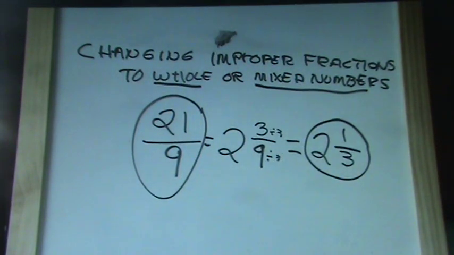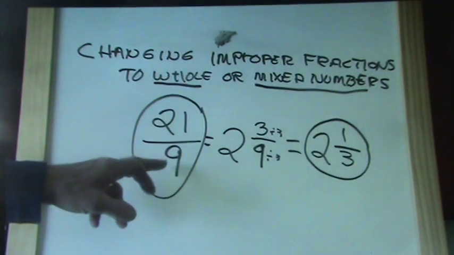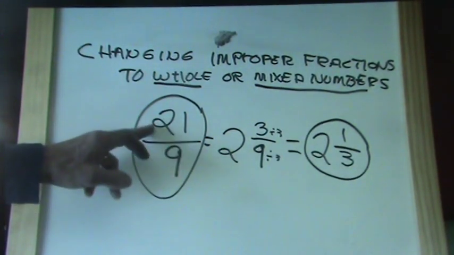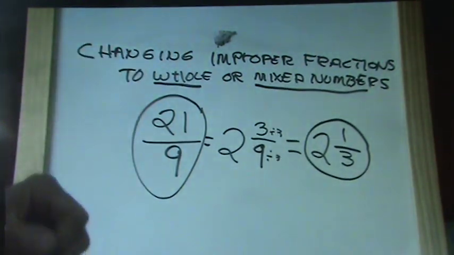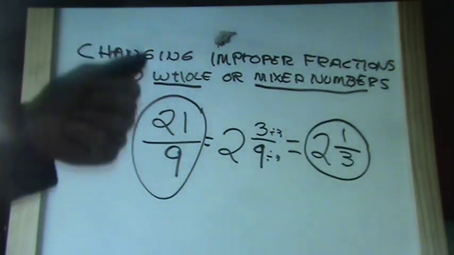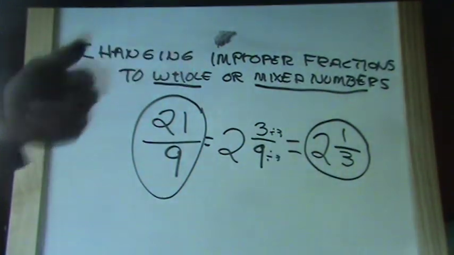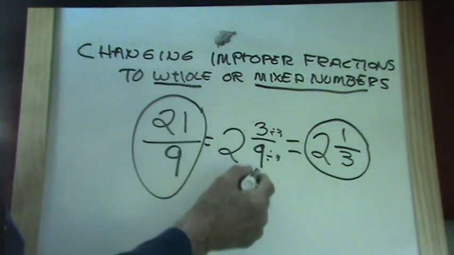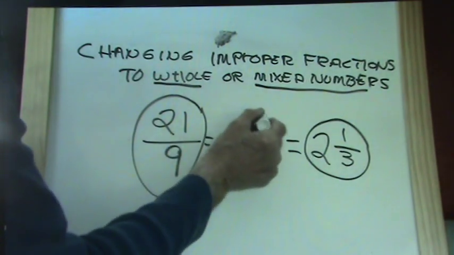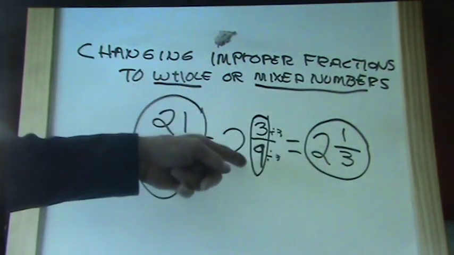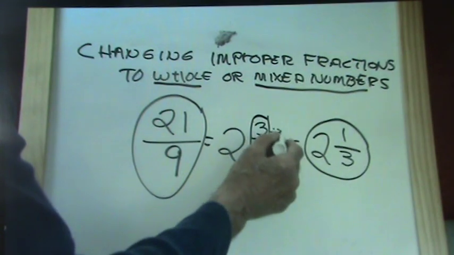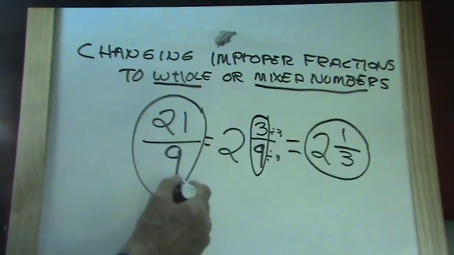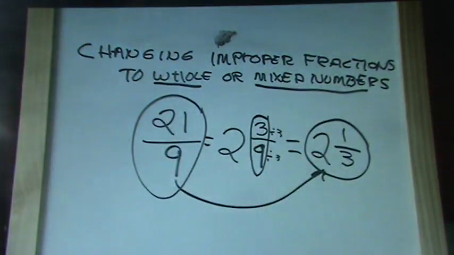Let's have a quick review of how I did that. You divide the denominator into the numerator. 9 goes into 21 2 times. And 9 times 2 is 18, so I have 19, 20, 21. So I have 3 left over. So 3 goes on the top, and the 9 goes on the bottom. But then I realized this is not in its lowest name. So I divide 3 by 3, and I get 1, and I divide 3 into 9, I get 3. So the fraction is 2 1/3.